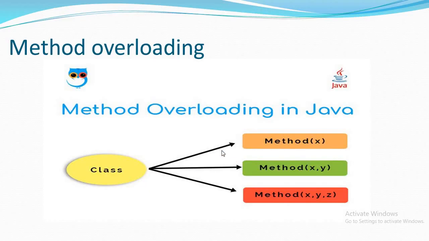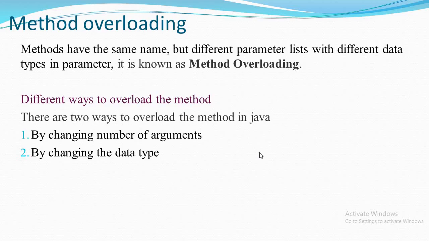Method overloading. Method overloading depends upon the number of arguments and data types. In this method, the name is the same, here passing a single argument, here we are passing two arguments, and we are passing three arguments here. So methods that have the same name but different parameter lists with different data types are known as method overloading. There are two ways to overload methods in Java. The first one is by changing the number of arguments, then by changing the data type.